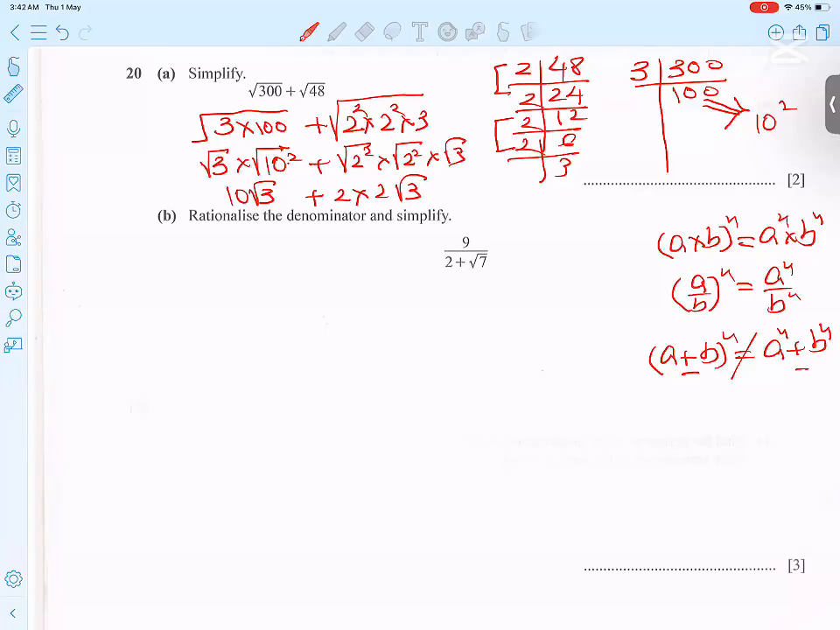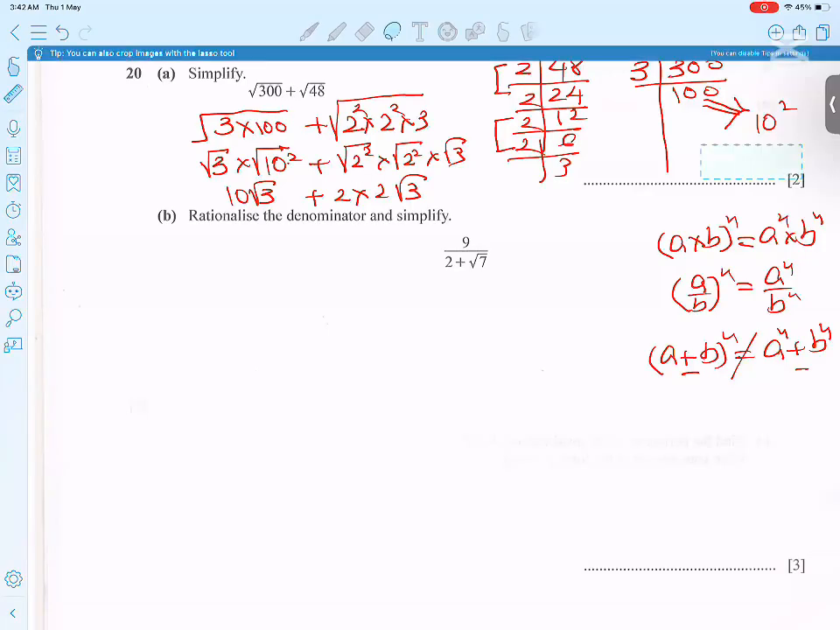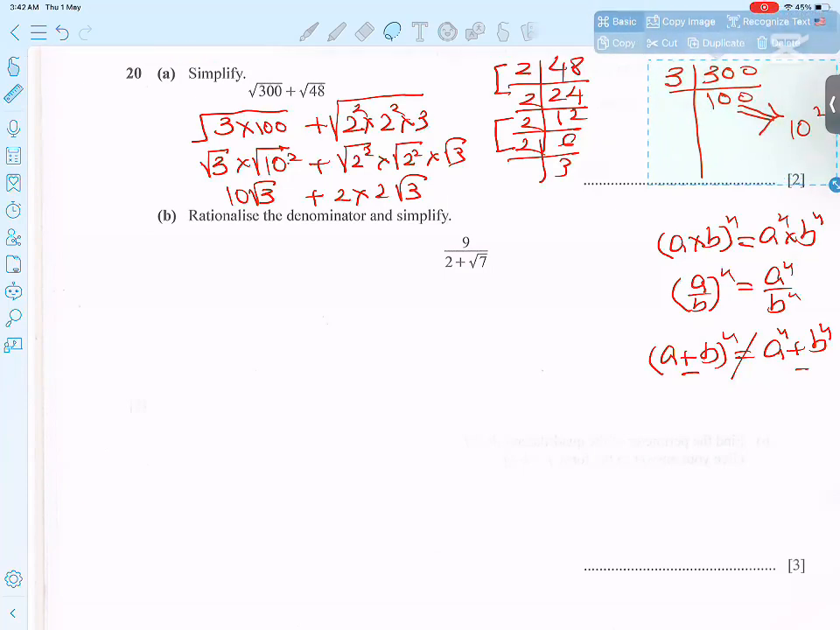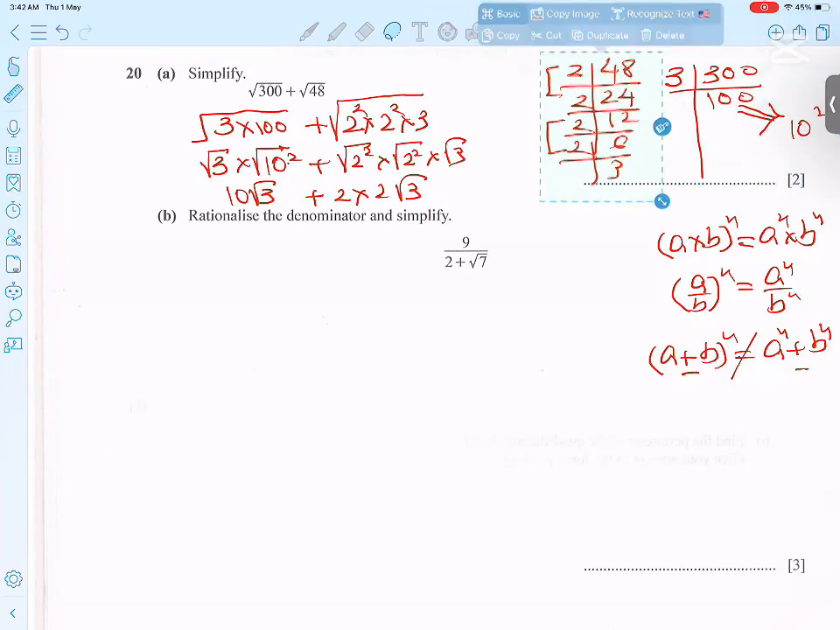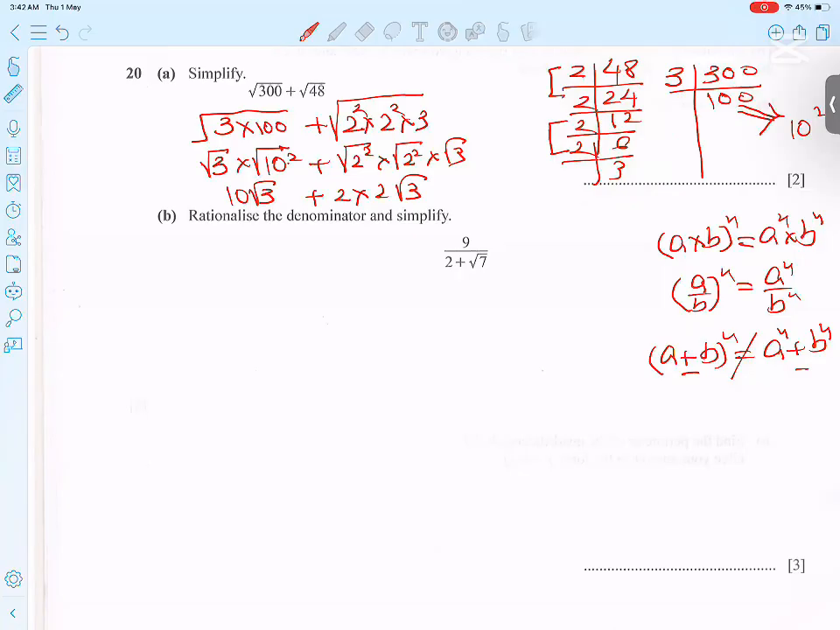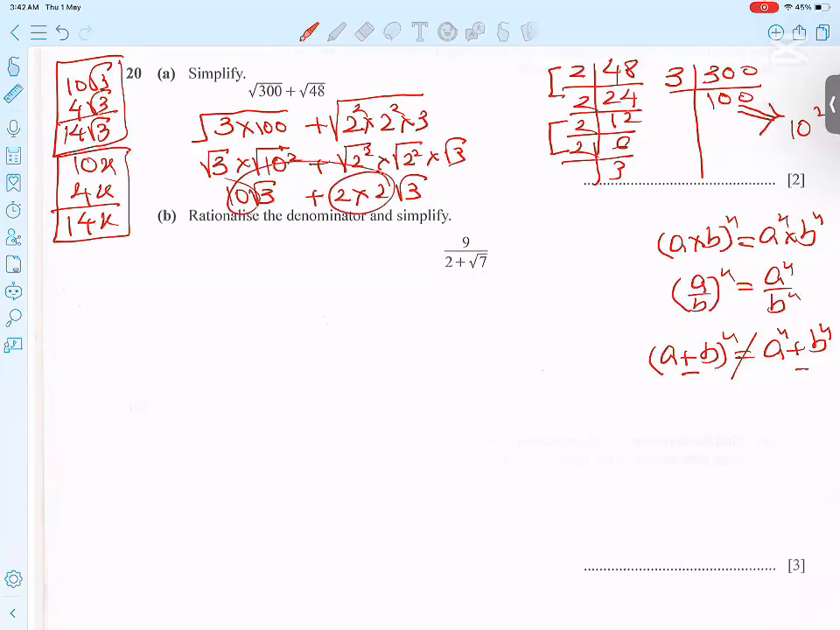And after that, you can say this is 2 to the 4, root 3. So my question, what is 10x and 4x? It will give us 14x. Then what is 10 root 3 and 4 root 3? It becomes 14 root 3. So I hope this concept is very clear. That is why it is 4 plus 10. So I get finally 14 root 3, and this is my final answer.